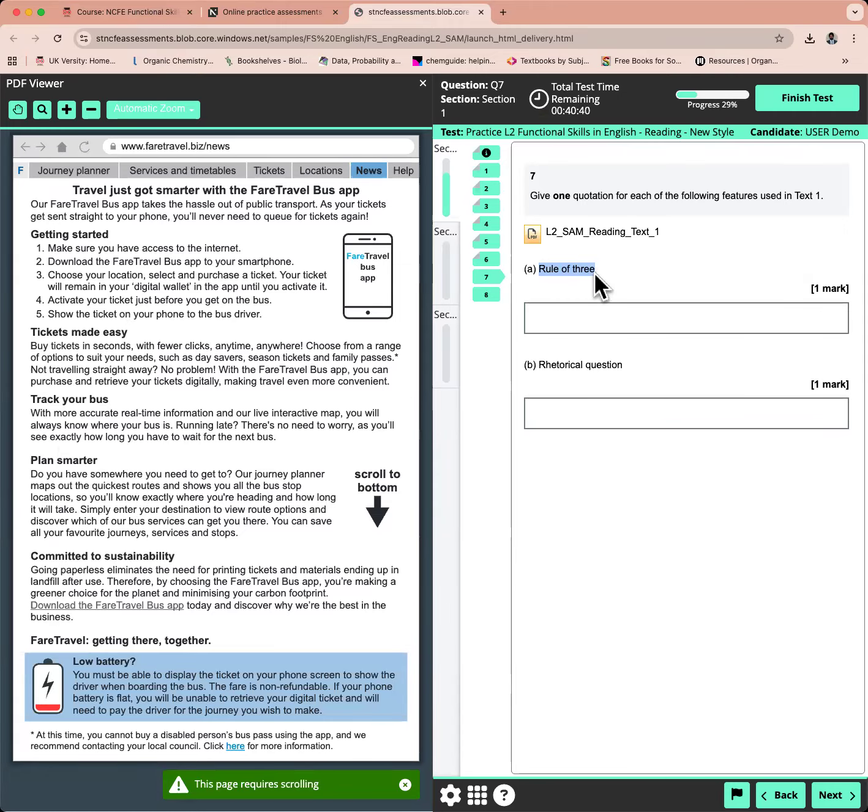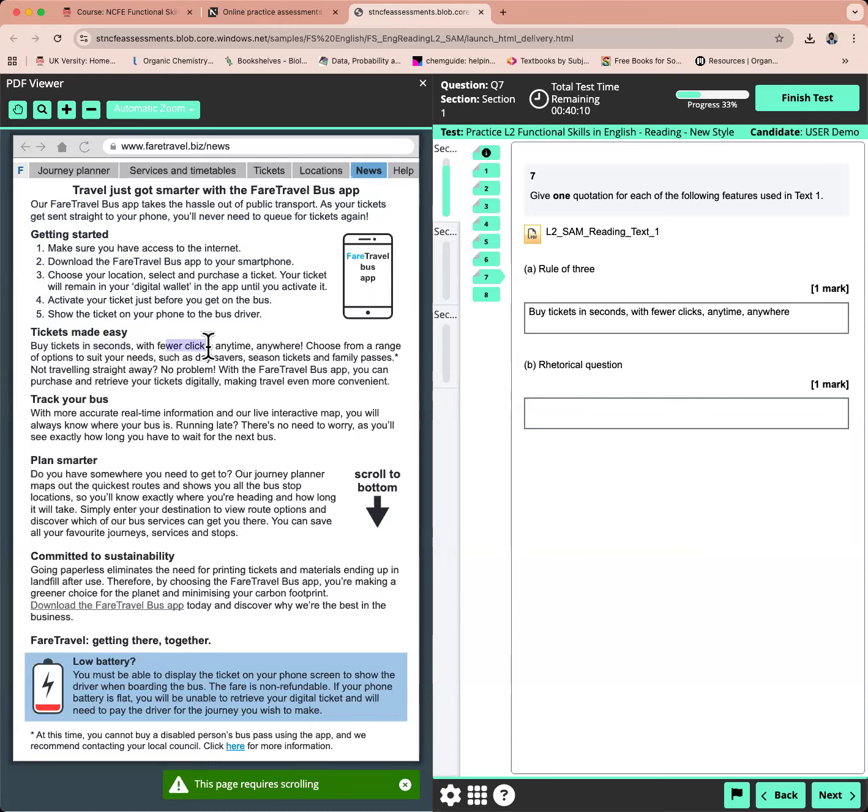So, rule of three in this case would be, I would probably go and read this again and say, okay, I think they're trying to say that the bus travel fare app is going to be easier. So when I look at this, it says buy tickets in seconds with fewer clicks, anytime, anywhere. This is an example of rule of three. So why is it an example of rule of three? Because it says you buy the tickets in seconds. That means it is quicker.